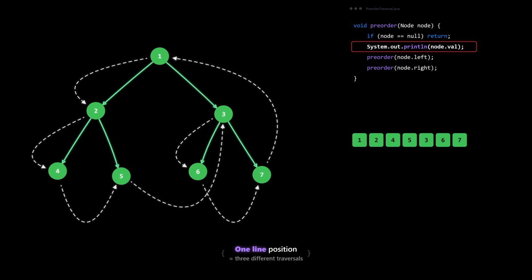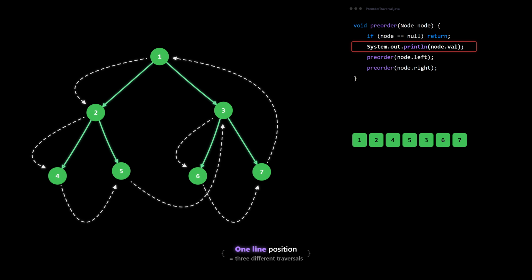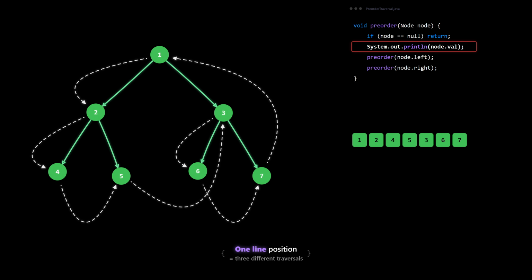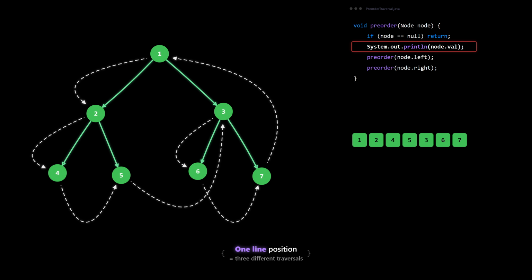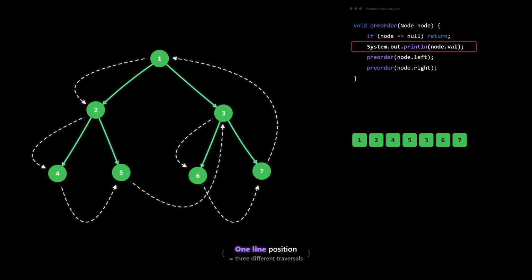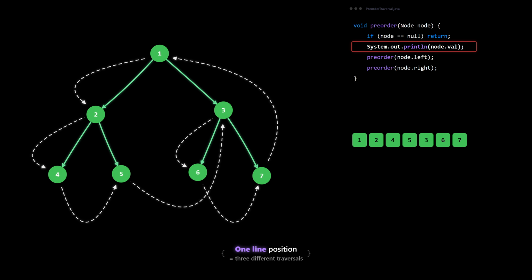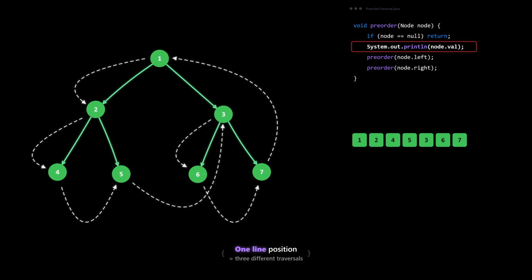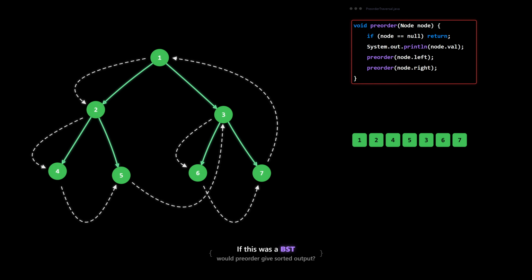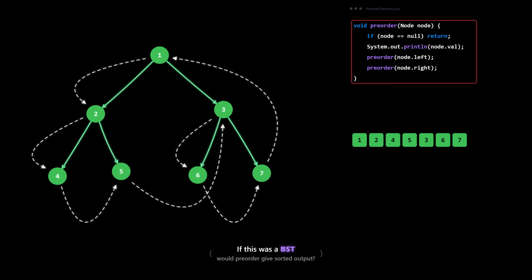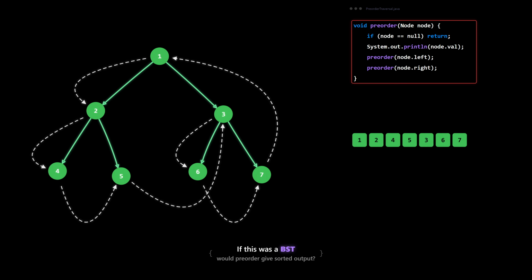Here's the key thing to notice. The print is placed before both recursive calls. That's the only reason this is preorder. Move it to the middle, you get inorder. Move it after both calls, you get postorder. One line, three traversals.